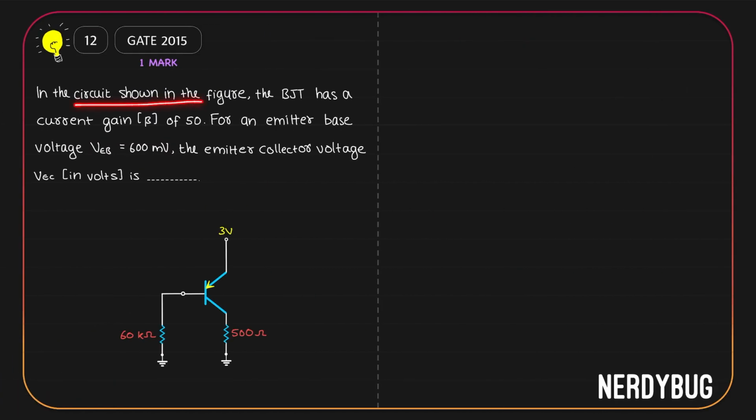In the circuit shown in the figure, the BJT has a current gain of 50. The emitter base voltage VEB is 600 millivolt. What we have to find out is the emitter collector voltage in volts.